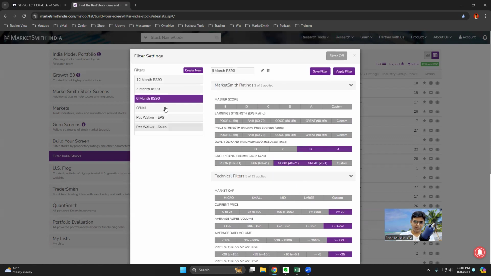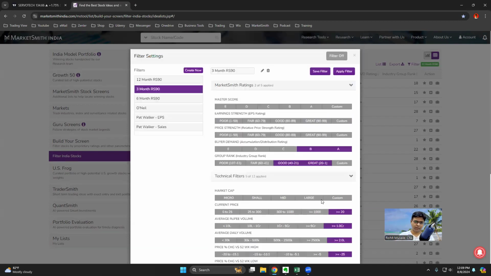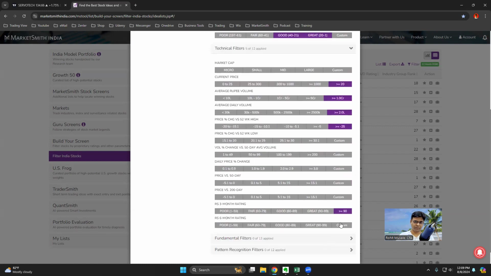Similarly, if you look at 3-month, these filters don't change, but the 3-month RS rating, that is more than 90. So 90 means I am looking at the top 10% of the stocks. And that too on 3-month performance. A stock might be doing well over the previous 6 months, but what about the recent 3 months? Let's say the index or the overall stock market is falling in the past 3 months. Now, this filter will give you stocks which are outperforming the market during those 3 months. So this is extremely important.